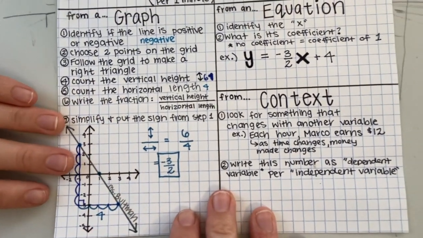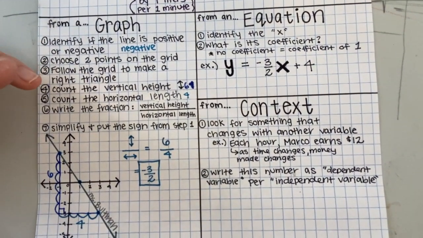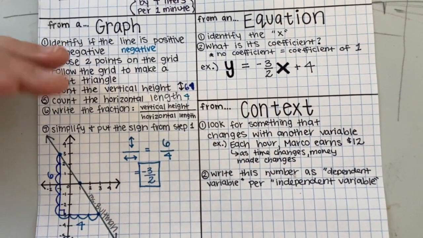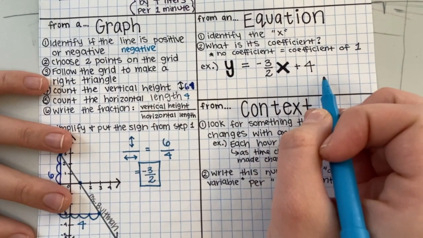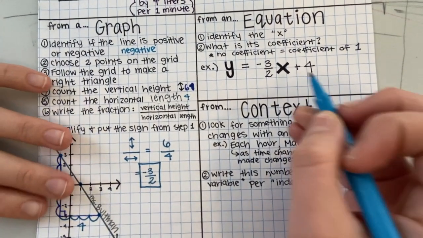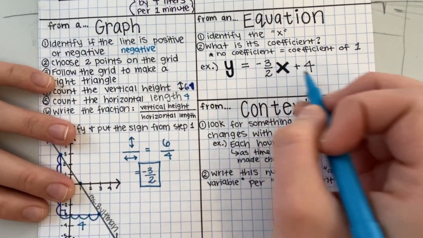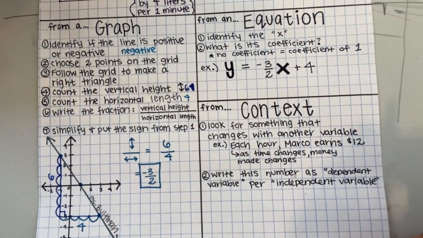Next, we can be given an equation. Equations are super easy to figure out what the slope is because they just give me that number. So when your equation is in slope-intercept form, it's providing exactly what it's telling you. It gives you the slope and it gives you the y-intercept. That's why we call it slope-intercept form.